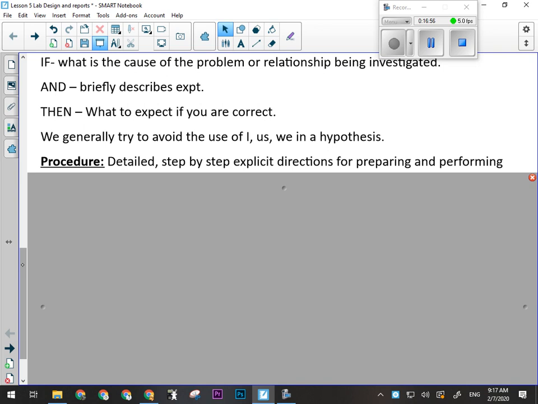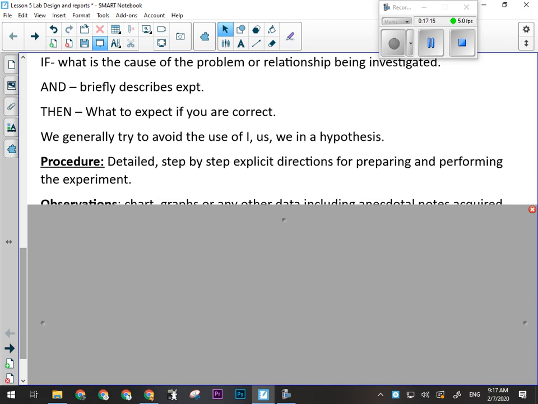That doesn't mean it's full of four-letter words, by the way. It means that it's just really, really clear. Okay, there's no misunderstanding. When you write a procedure, you need to write it so that a 4-year-old could follow it. Do this, then do this. It's got to be like a cookbook. Exactly this much, and put it in here exactly now. All of that kind of stuff. So it's exact, explicit directions for preparing and performing the experiment.